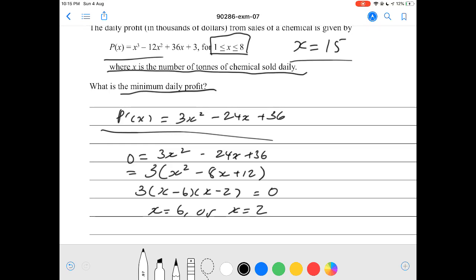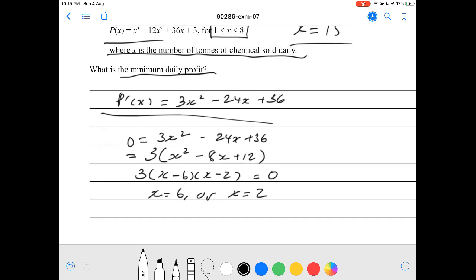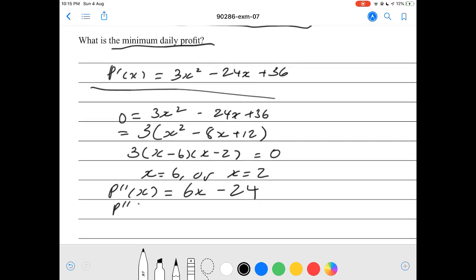Once again, we don't know which one is the maximum and which one is the minimum. Therefore, we need to use our second derivative test to prove which one is the minimum. So we're going to find our p double dash of x, the second derivative, and that will give us 6x minus 24. If we substitute 6 in, so p double dash of 6, that will give us 36 minus 24. This is positive, so therefore this is a minimum, which is what we want.